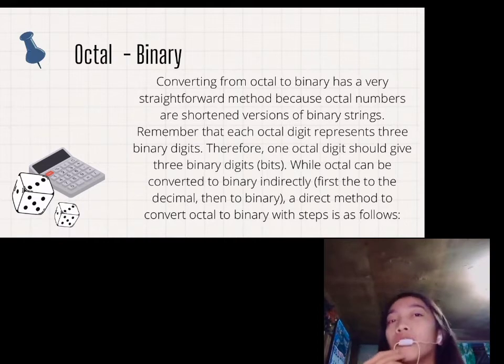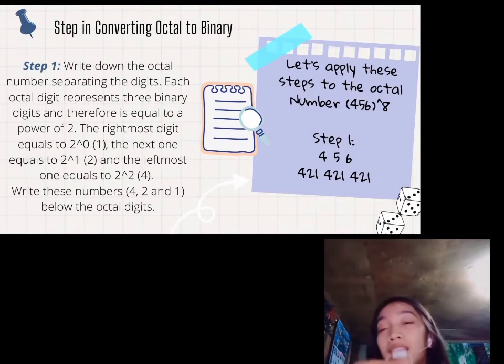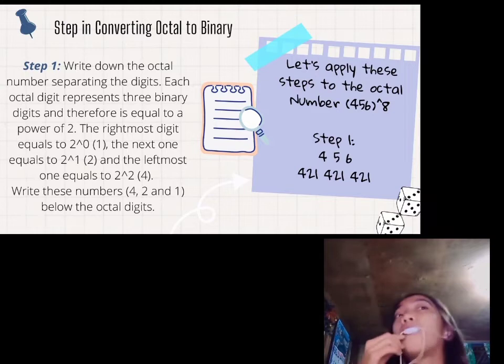A direct method to convert octal to binary with steps as follows. So these are the steps on how to convert octal to binary. Step 1. Write down the octal number separating the digits. Each octal digit represents 3 binary digits and therefore is equal to a power of 2.